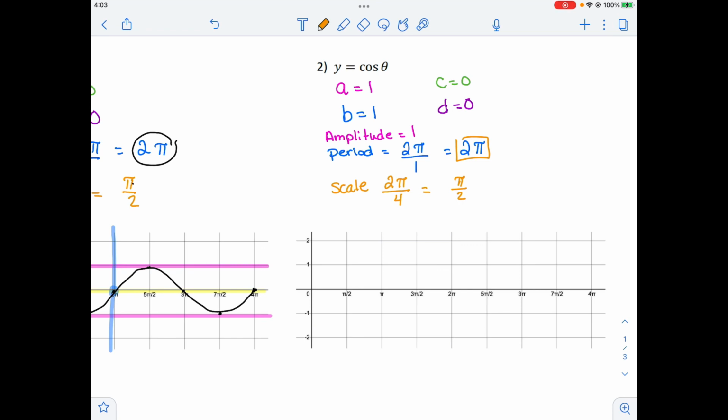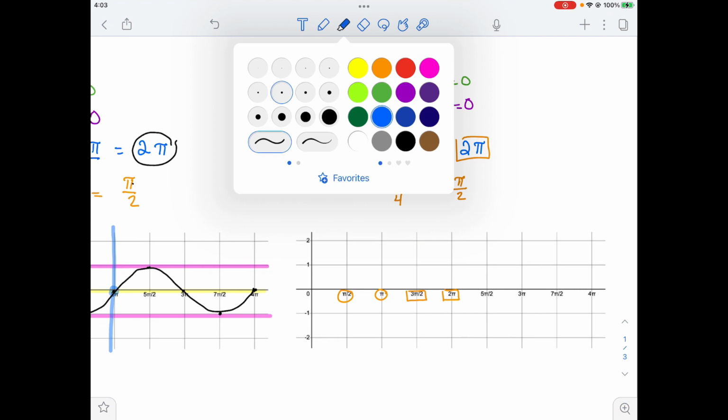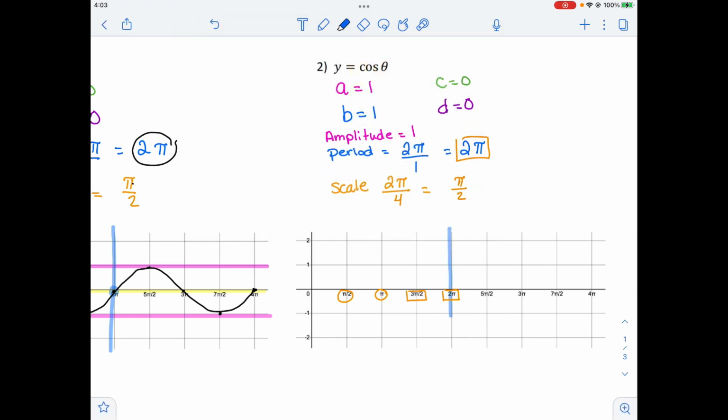So same as last time, we would start for 1 cycle, pi over 2, add pi over 2 again to that, and we would end up with pi. Add another pi over 2, and we'd end up with 3 pi over 2. Add another pi over 2 to that, and we end up with 2 pi. Now, this is 1 phase. This would be 1 phase right here. And then I continued it on, and we went all the way to 2 phases, because we were instructed to graph for 2 phases.